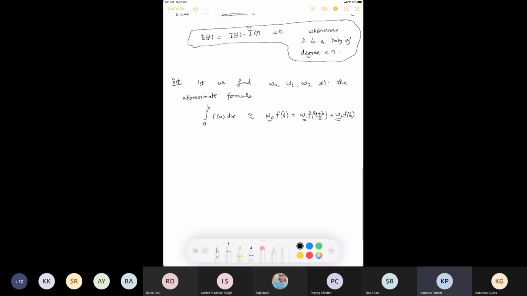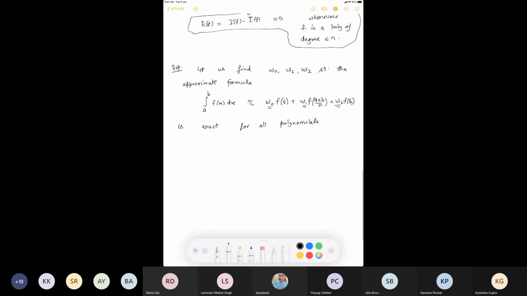What we want to do is determine the weights w0, w1, w2 such that the approximate formula is exact for all polynomials of degree less than or equal to 2.